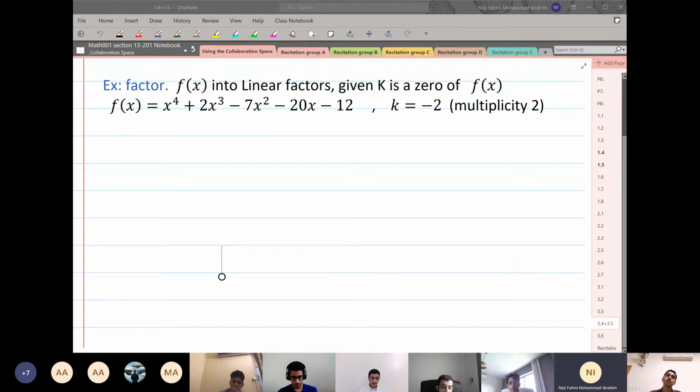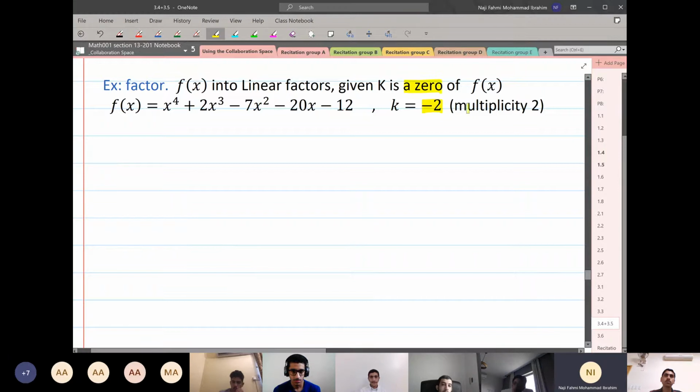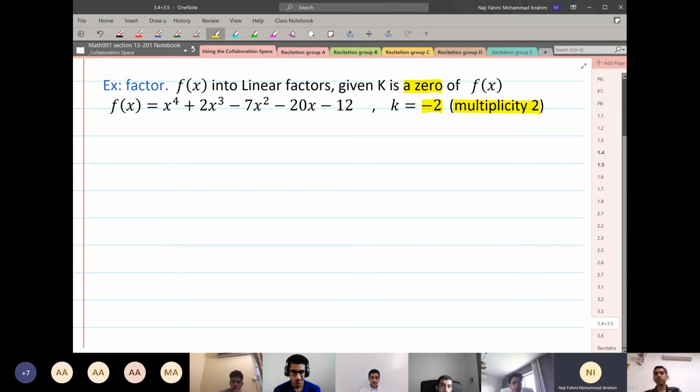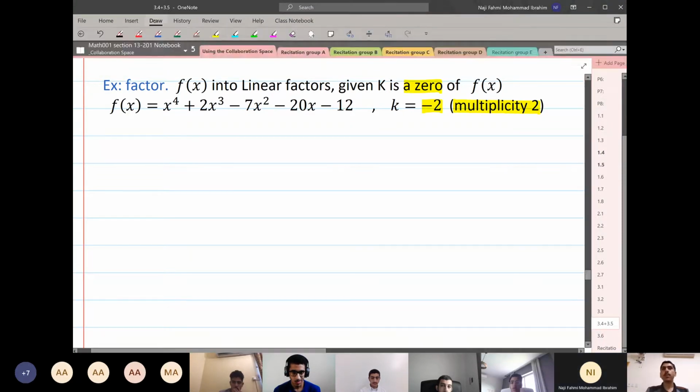So let's look at this example here. It says factor f of x into linear factors given k is a zero of f of x. Our polynomial now is of which degree? I think this is degree 4, right? Yes. And it says k is equal to -2, so -2 is a zero. And the multiplicity of -2 is two. This means we will see this zero two times. This is the meaning of multiplicity.